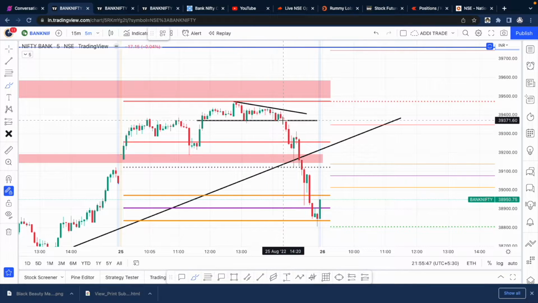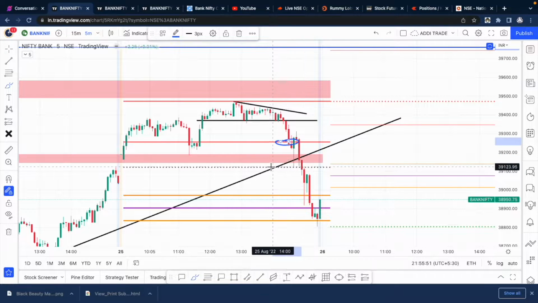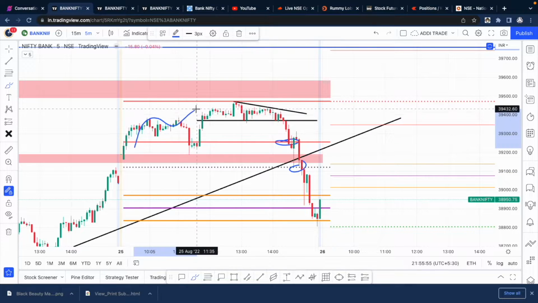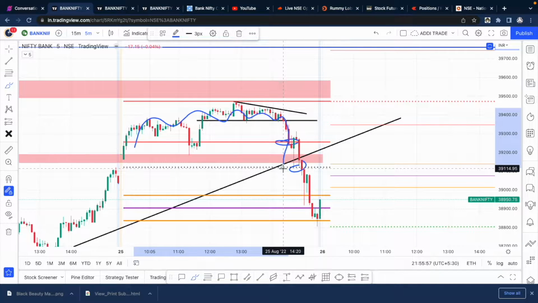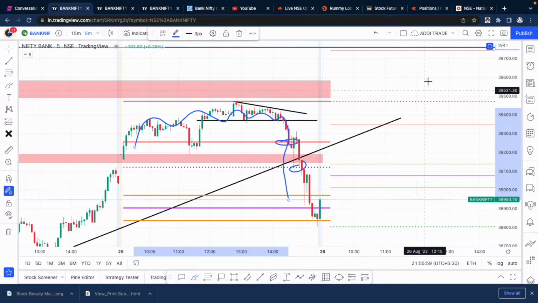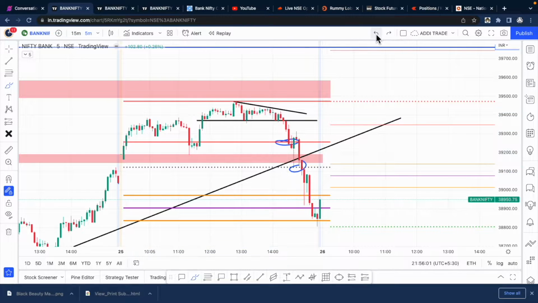Now when this broke, the first target was this R1. As we know, based on CPR, if the previous day high breaks, if we are above and breaking previous day high, the next target is CPR for sure. That is one of the CPR setups.